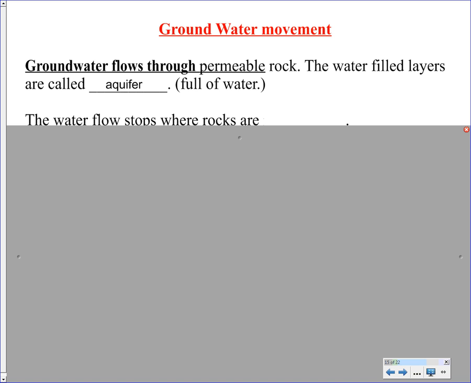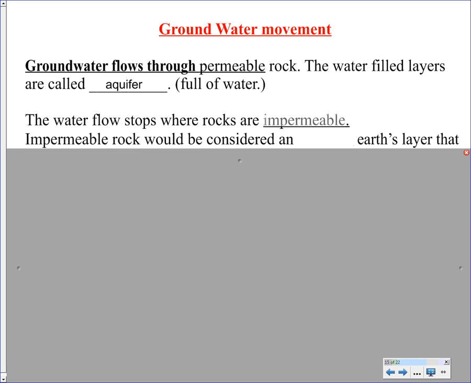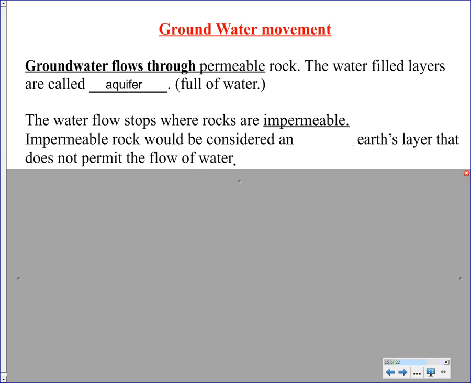The flow of the water stops with what type of rock? What type of rock stops the flow of water? Impermeable. Impermeable rock would be considered a what, which does not allow water to flow? Aquitard. Again, still some more review. So if it's flowing through, then it's flowing through an aquifer. If it's not flowing and it's stopped and it's stuck, then that's an aquitard.